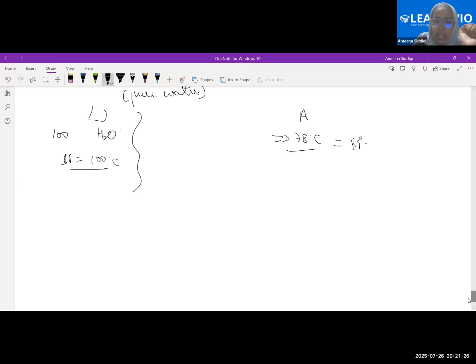Now what happens if I mix them? There's a container where there are water particles in the black color, and there are also A particles in the green color. Something like this. Can you tell me what effect will it have on the boiling point?